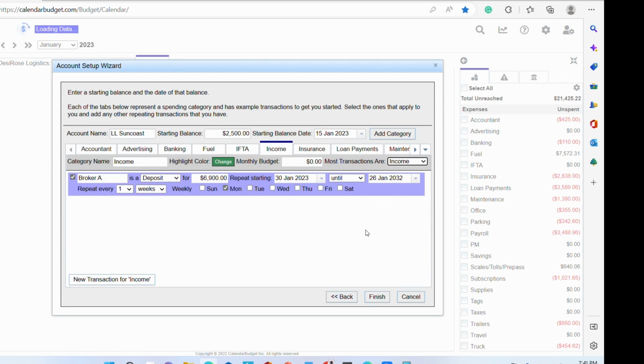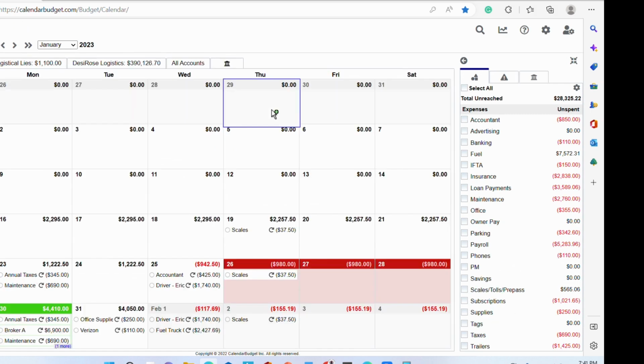Okay, now I have finished the budget calendar. I'm going to go ahead and click finish. It'll start creating it. And here it is.